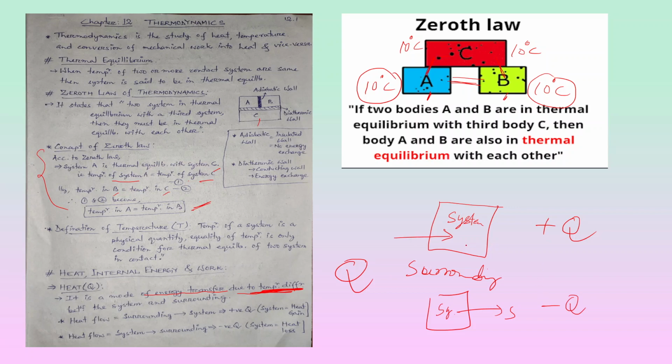Okay, here in the first case when we put a positive sign, it means the system gains heat, right? And in the second case the system loses its heat, that means heat loss. When we put a negative sign, that means heat loss, and when we put a positive sign, that indicates heat gain.